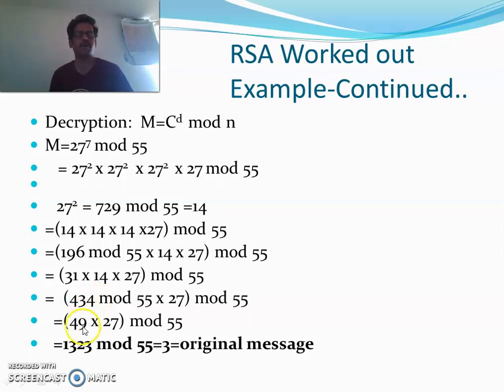Then the expression becomes 49 into 27. Then we are going to multiply 49 and 27, which gives the value as 1323. On applying the modulo division with 55, which gives the remainder as 3. That is nothing but our original message. So we have got back our original message 3. So this is a public key crypto system which is making use of encryption and decryption.